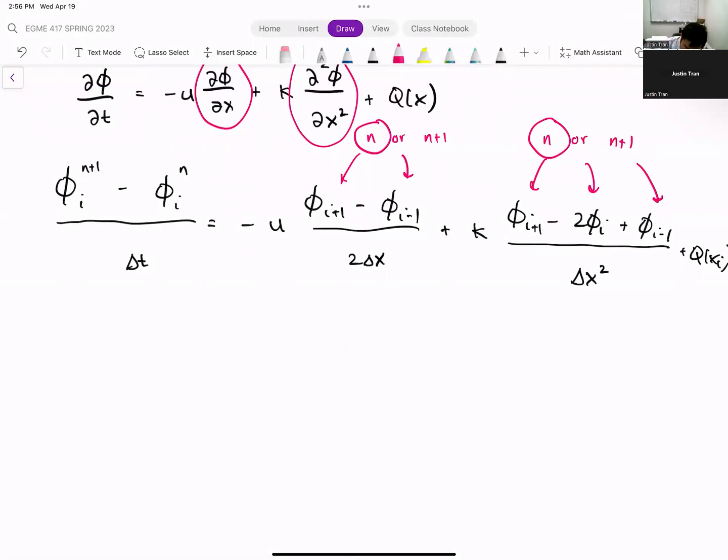So let me go ahead and write n for all of these phi terms here. Then what I'm going to do is isolate the n plus 1 term on the left-hand side, and because we assigned n to everything else, we should only have one n plus 1 term.